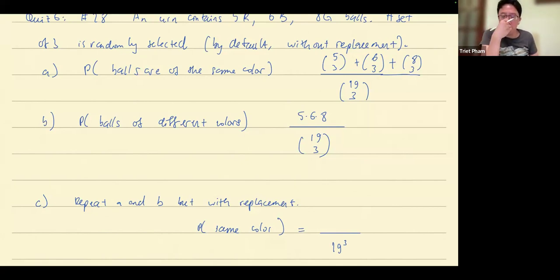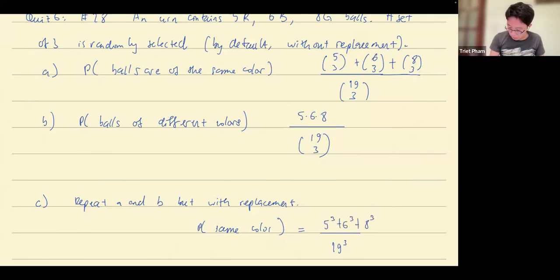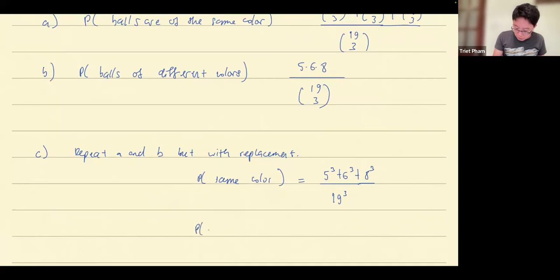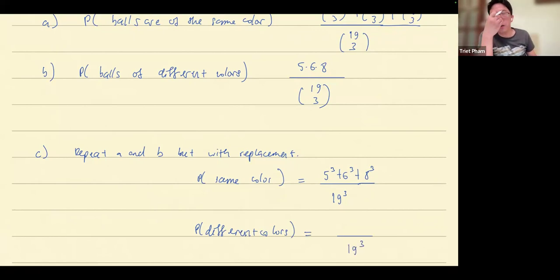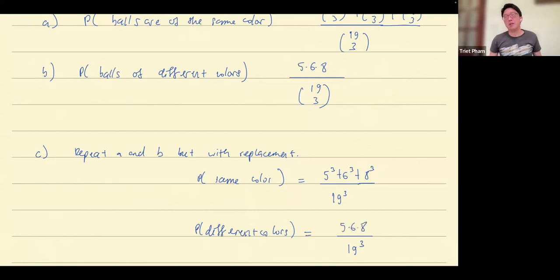Very good. So then what's the numerator? 5 cubed plus 6 cubed plus 8 cubed. Correct, because each time we pick, we must pick from the same group, and that's the number of ways we can do so. What about the probability of different colors? What's the numerator? Still 5 times 6 times 8. Exactly. In this case, it's still 5 times 6 times 8. Are we okay? Any question?